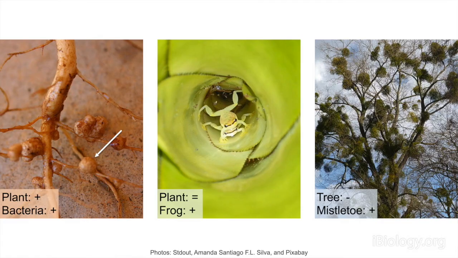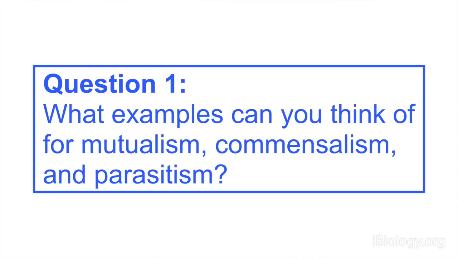Now, throughout this lecture, there will be some questions written in blue, and whenever you see one, I encourage you to pause your video and take a few minutes to consider the answer. So the first question is this: besides these three examples of symbiosis that we just discussed, what other examples can you think of of mutualism, commensalism, and parasitism?